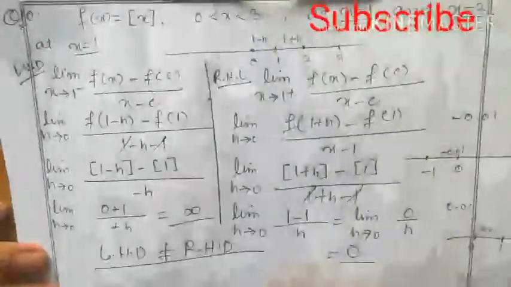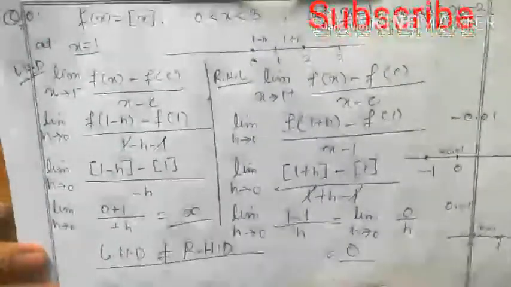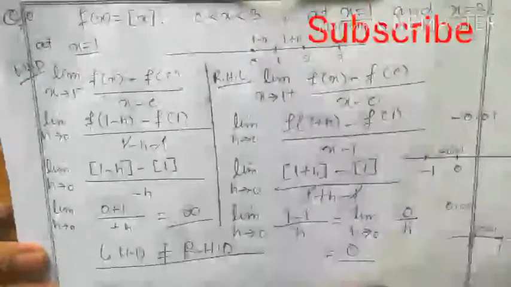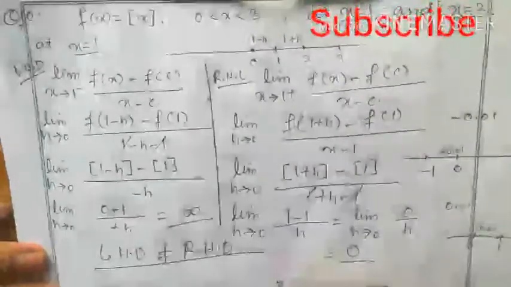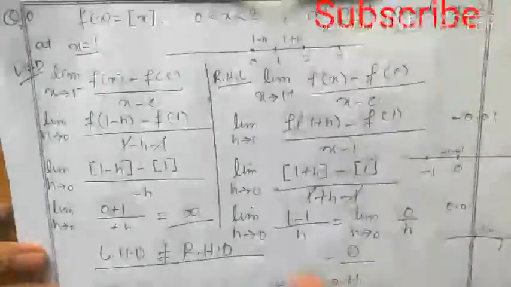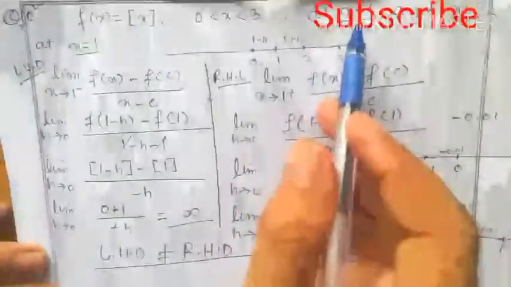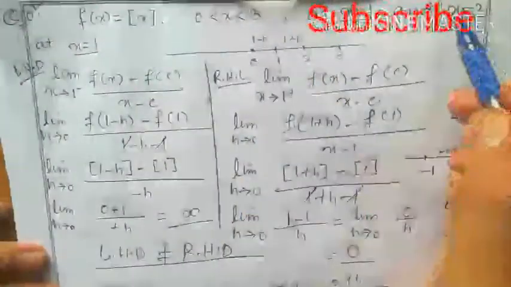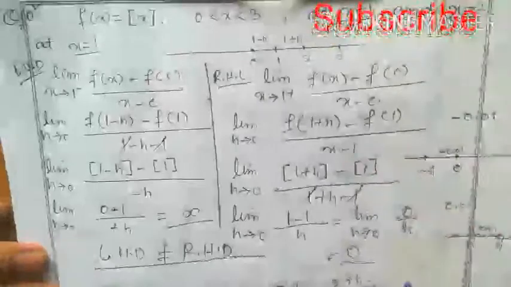So limit h tends to 0. So 0 divided by h. As h tends to 0, what will come? 0. So the left hand limit came infinity and the right hand limit came 0. So I can say that left hand derivative is not equal to right hand derivative. So I can say that clearly the function f of x equal to greatest integer function is not differentiable at x is equal to 1.